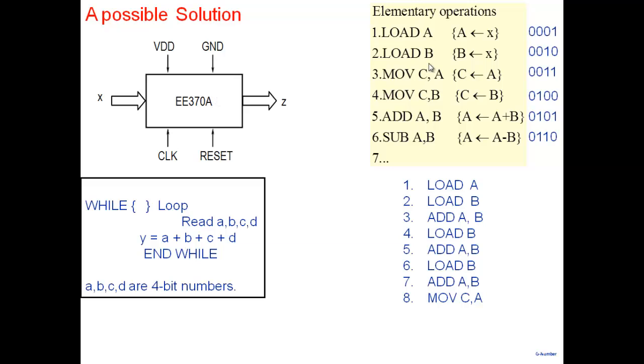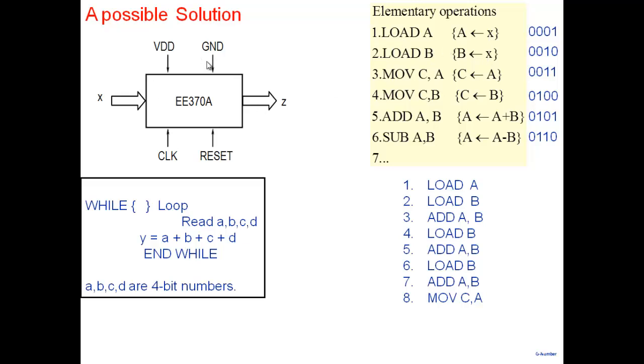Now let's say I give certain bits to each operation. Load A is 0001, load B is 0010, move C is 0011. I assign some bit pattern to each one of these elementary operations. So what are these elementary operations? These are like instructions. Load A is an instruction to your IC to do this operation here, X into A. It's an instruction. Load B is also an instruction.